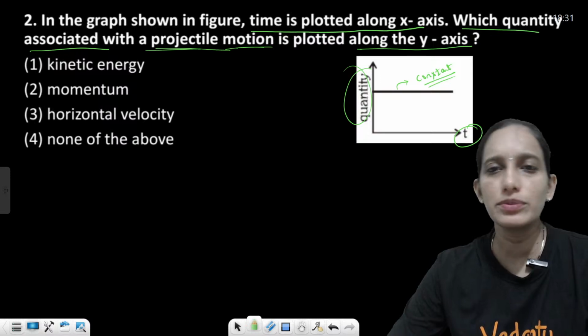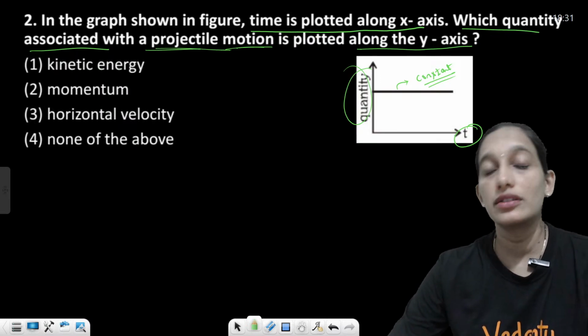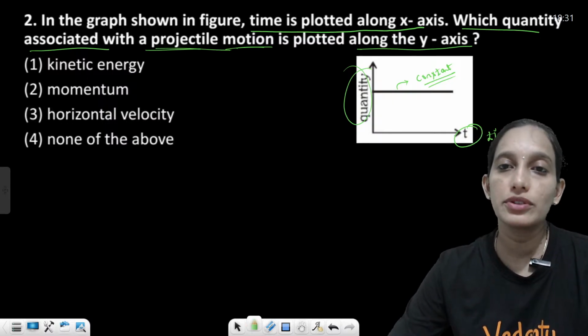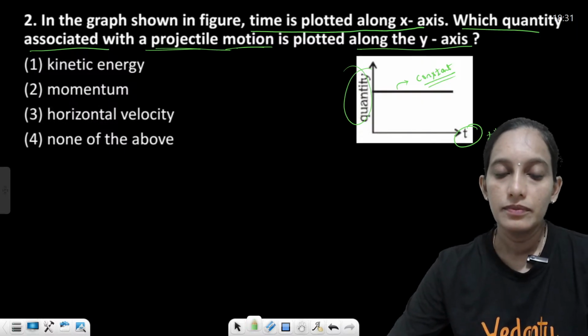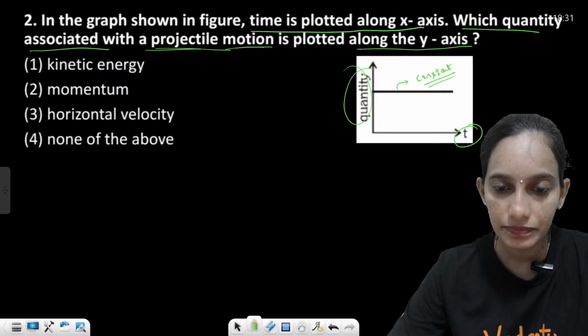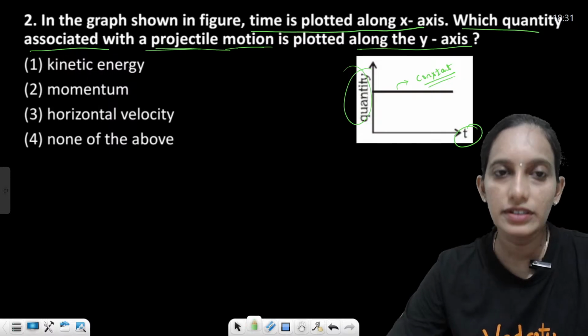Idu nimge board MCQ lu keltare sometimes. So projectile motion alli fill in the blank allu irutte sometimes, boards alli MCQ iruttalla allu keltare. First 1 mark in the questions baruttalla alli. Anybody? No answer. It's a very simple question.